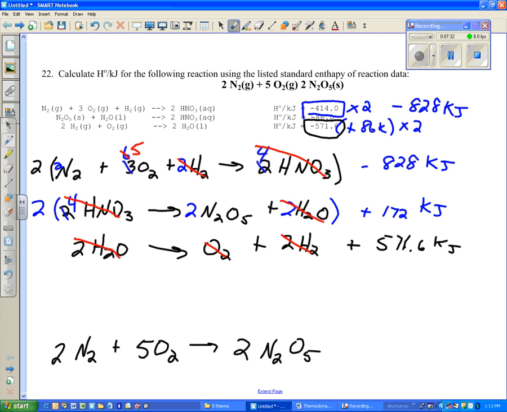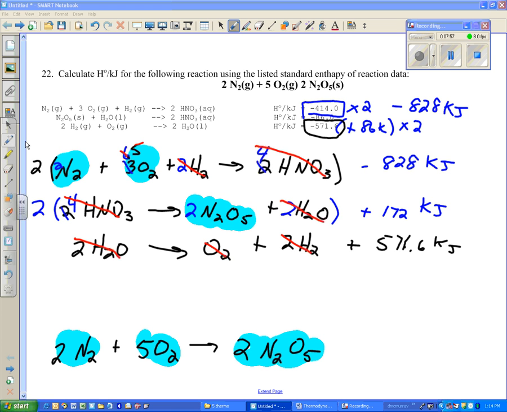And now, watch how nice and neat this is. 2 nitrogens, 2 nitrogens, 5 oxygens, 5 oxygens, 2 dinitrogen pentoxides, 2 dinitrogen pentoxides, and everything else cancels beautifully. There's the goal. I think we've done good.